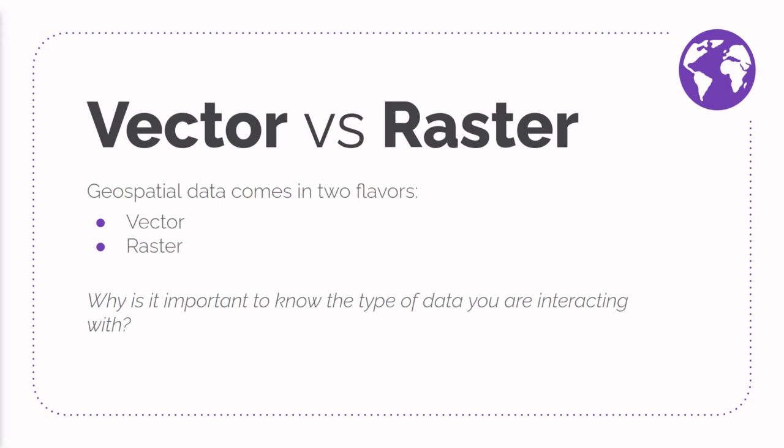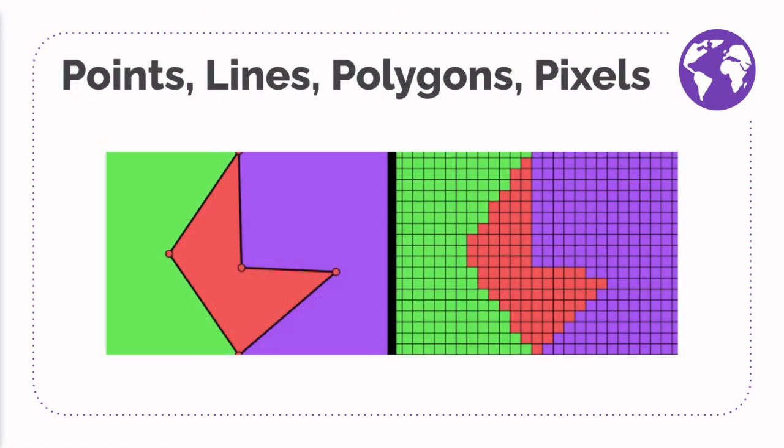Also, earlier I told you that data can be represented as either a point, line, or polygon that we call a vector, or a spatial image called a raster. It's also important to know the type of the data you're working with because that's also going to inform the tools you use to work with that data. Now let's talk about what exactly an image or a raster means in the context of geospatial data.